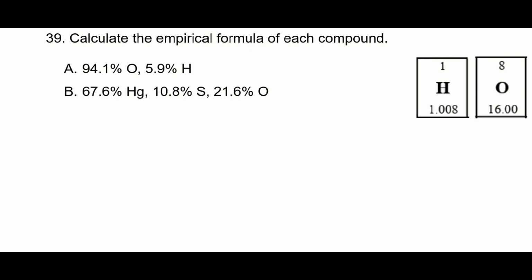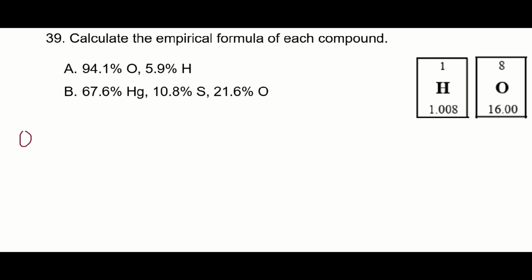So when you're given percentages, the easiest quantity to use is 100, because percent means per 100. All right, let's assume we have 100 grams of this compound, because that'll make our calculations easier. And again, it doesn't matter how much you have, you're going to get the same formula. So why not use the easiest numbers to work with?